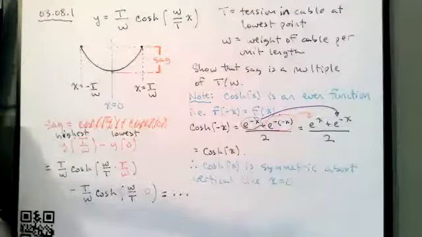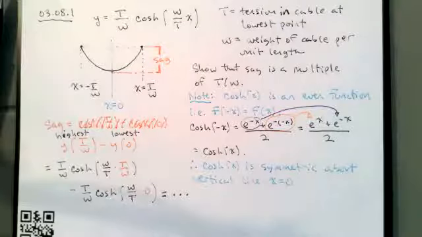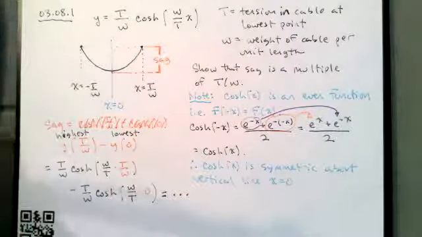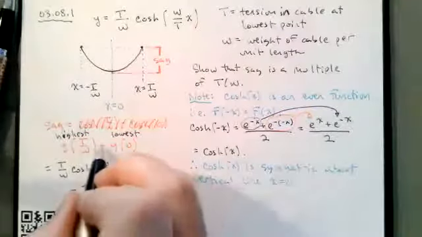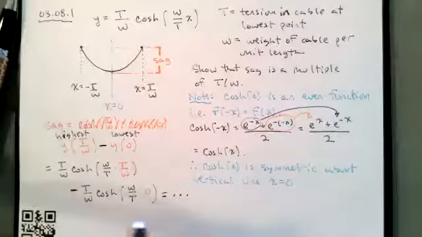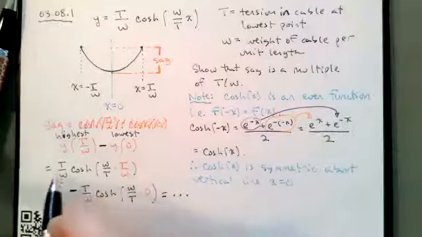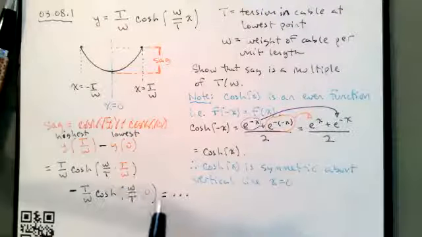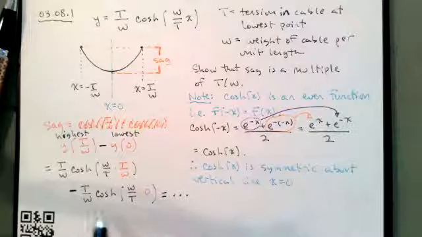And then the last step, negative TW, how do you come out with that? So this minus here. Okay. So this first piece right here is y of T over W, and this second term is y at 0.